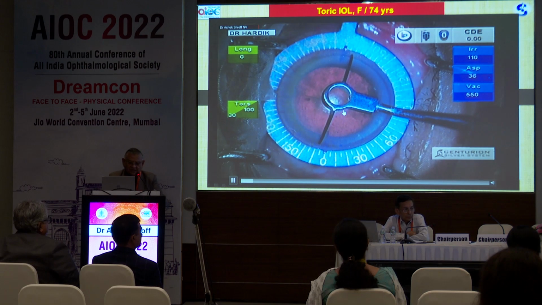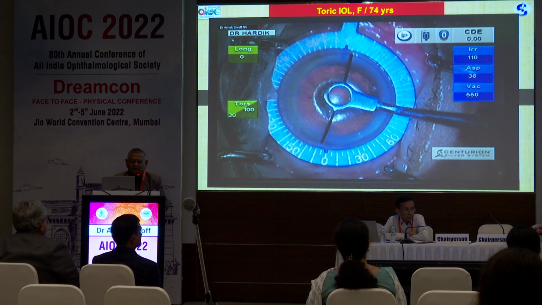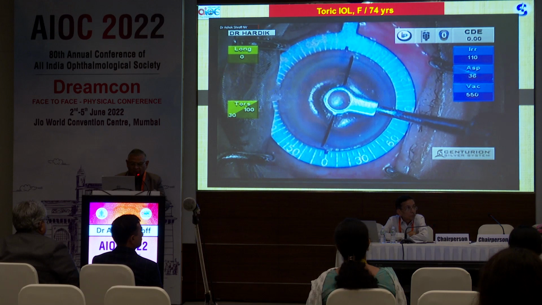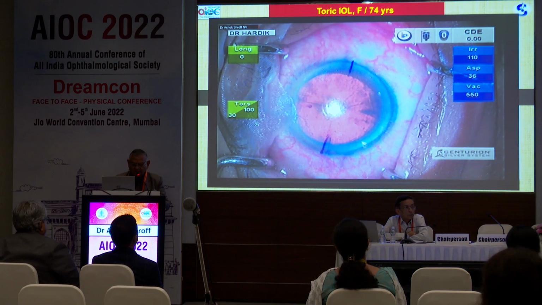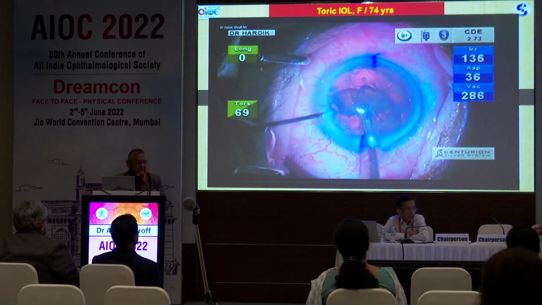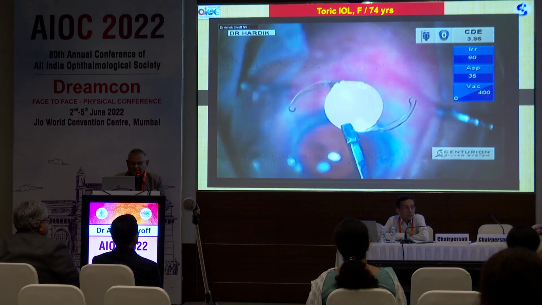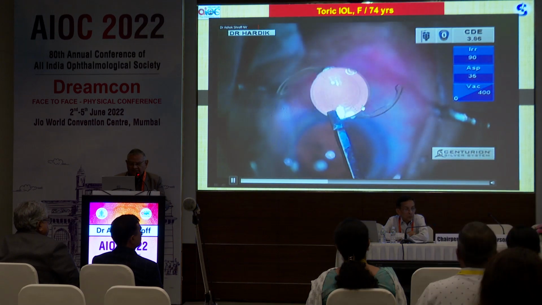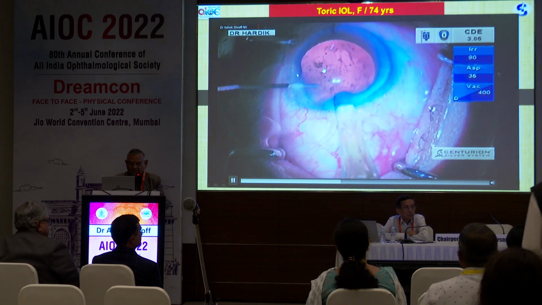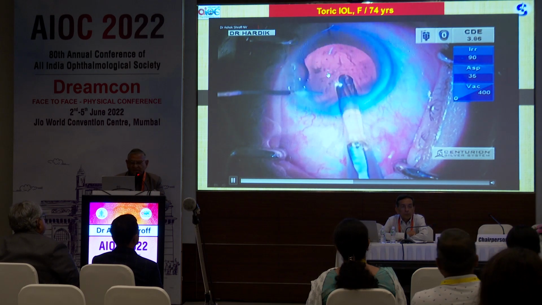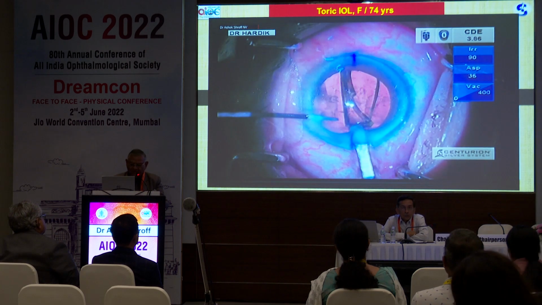There is a patient, female aged 74. The patient wanted to have a panoptic toric. The axis is marked, you can see that. The phaco is done. And then you can see here there is a toric panoptix with the axis marker, the 3 dots.